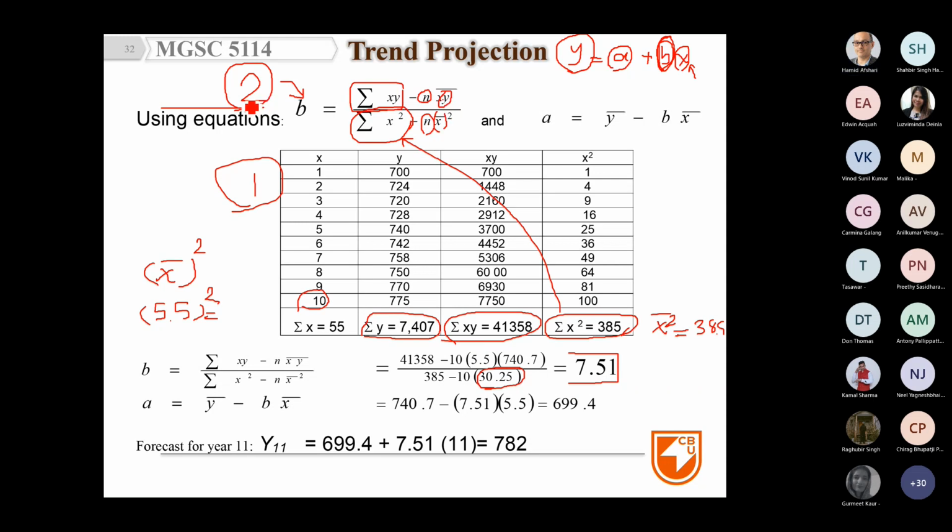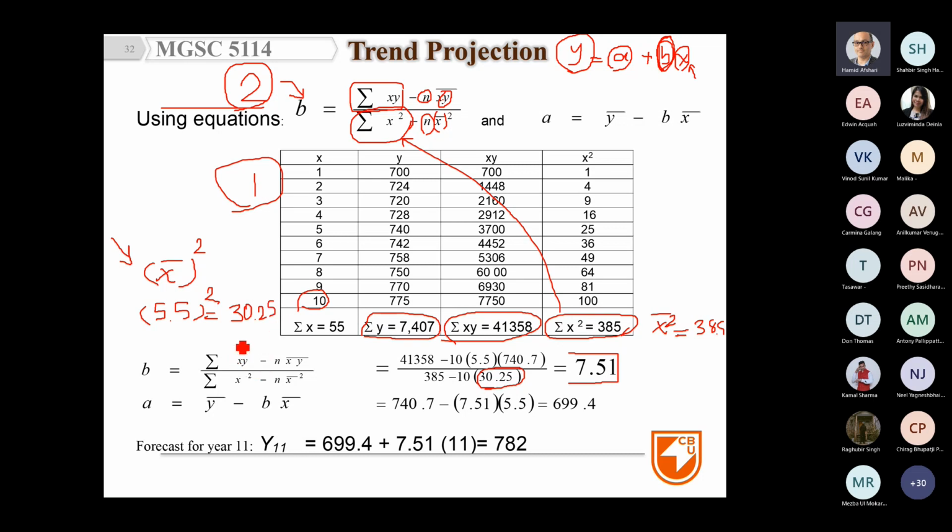Professor, would you please explain how I can get 30.25? Sure. That is coming from here. What is the formula? X bar squared. How much is x bar? It's 5.5. So if you square it, it will be 30.25. Okay, thank you.